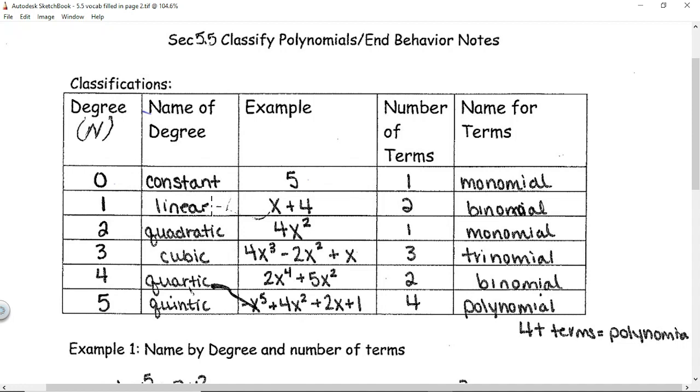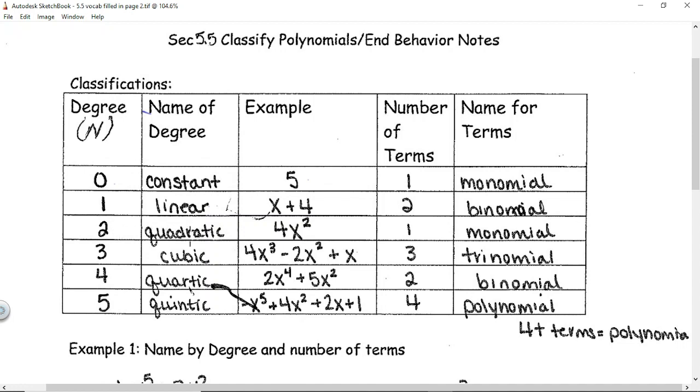So the next one we have is linear. That is when you have a degree 1. So degree 1 is called linear. Here's an example, x plus 4. Number of terms is 2. Name for terms, well, we call that a binomial, this particular one, because it has 2. Now, not all linear polynomials are going to have 2 terms, but this one does, and so that's why we call it a binomial. Okay, if the degree is 2, we call that a quadratic.